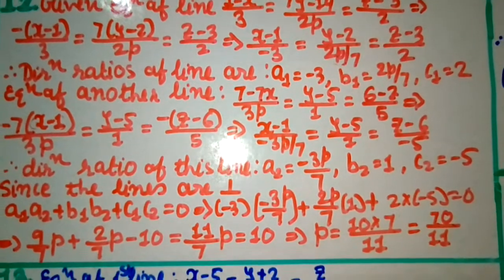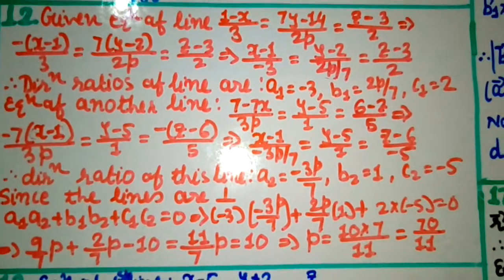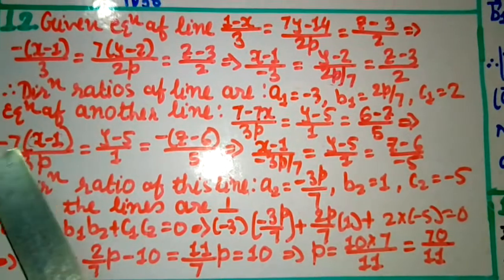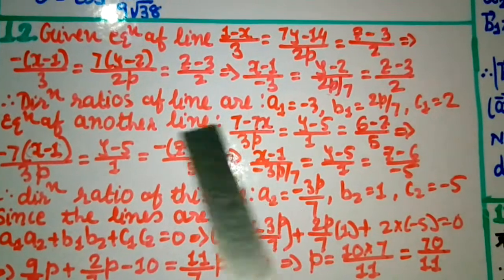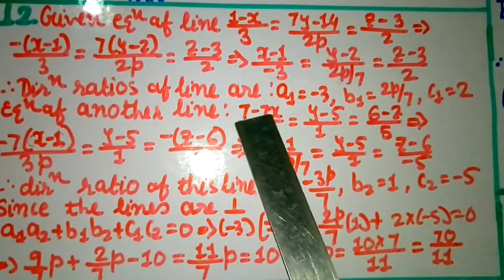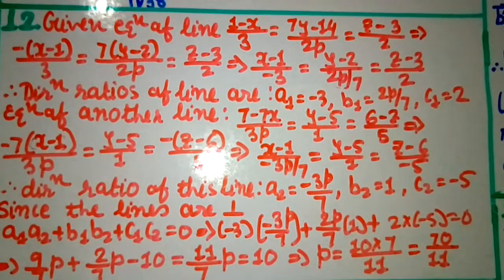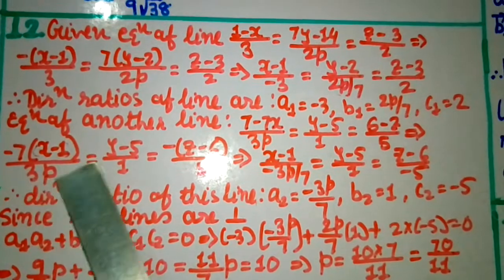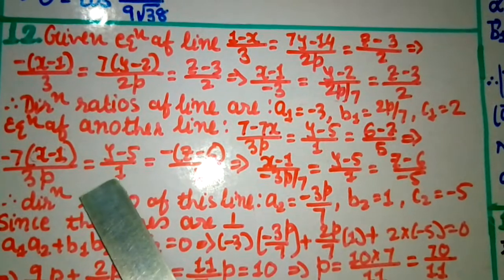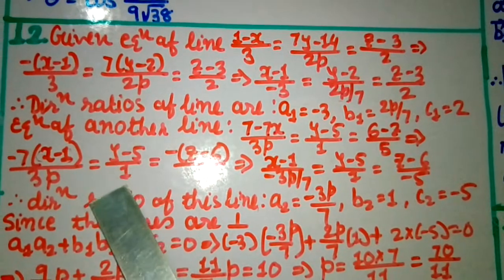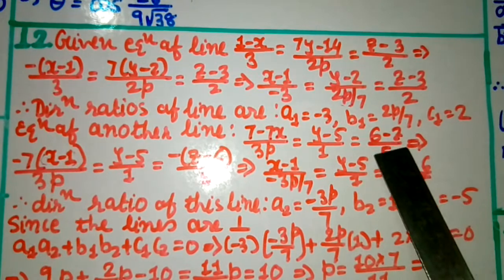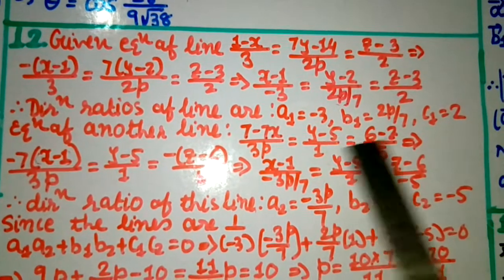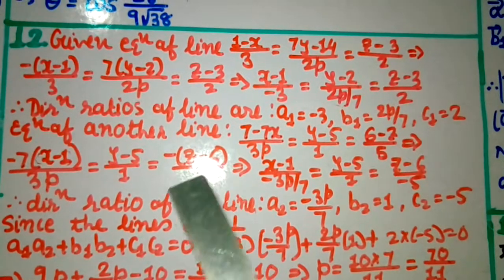This is also not in a standard form, so let us write it in the standard form first. From here you take minus 7 common, and this x minus 1 can be written later. The x term should be first, then the y term and the z term. Divided by 3p as it is, equal to, here nothing to change, keep as it is, y minus 5 by 1, equal to, here also z should be first, so take minus common and interchange the order. So z minus 6 by 5.